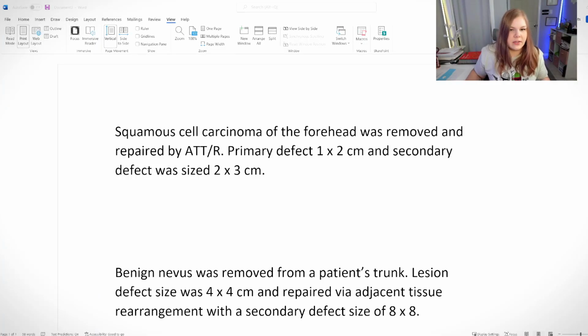So I have a couple of examples here that we can kind of take a look at. So this one is a patient that has a squamous cell carcinoma of the forehead. It was removed and repaired by adjacent tissue transfer and rearrangement. We have both our primary and secondary defect size. Primary defect was 1 by 2 centimeters. Secondary defect was 2 by 3 centimeters.